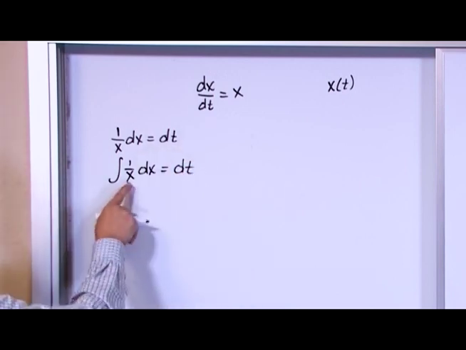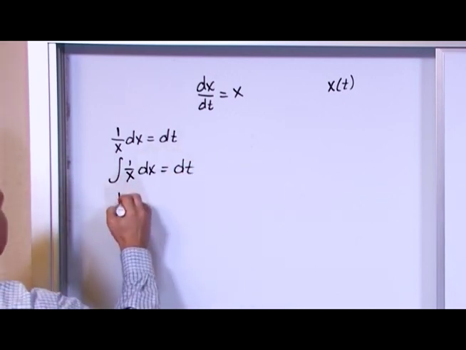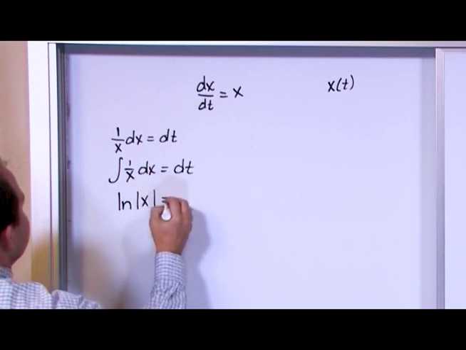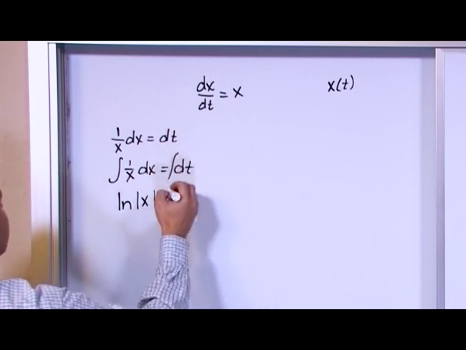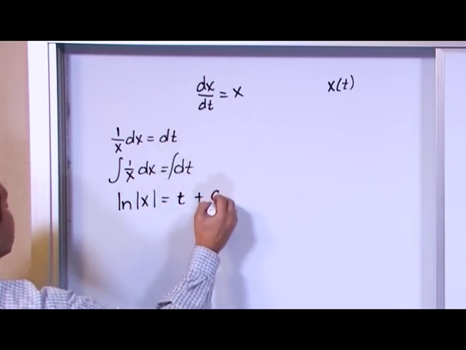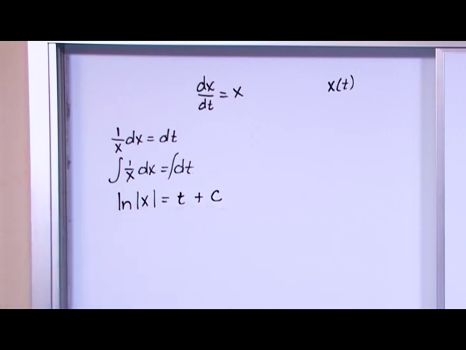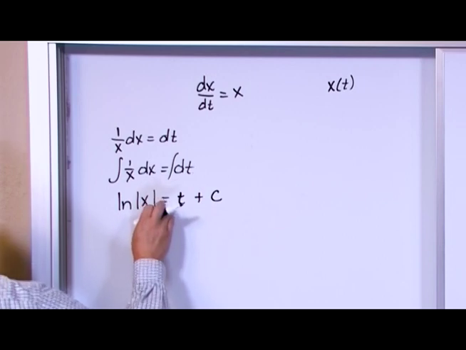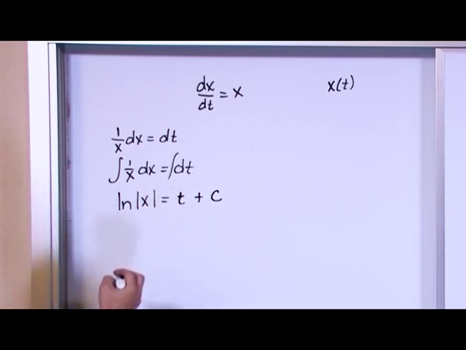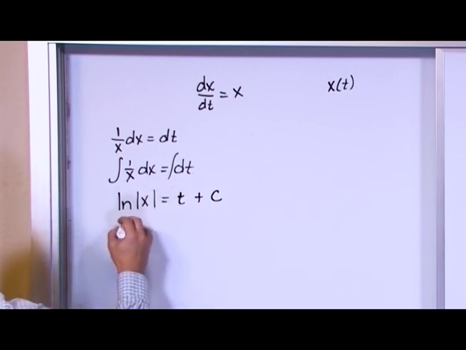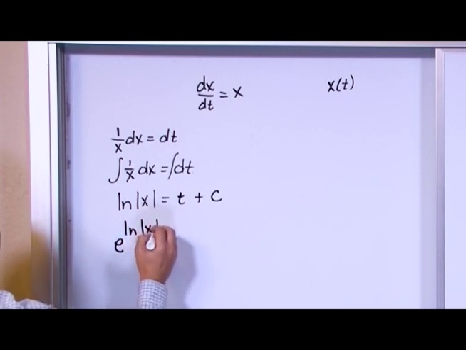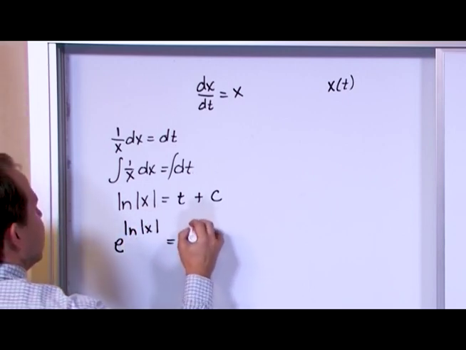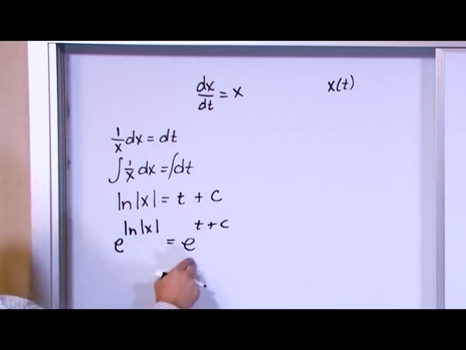And I can integrate this because the integral of 1 over x is natural log of the absolute value of x, is equal to, whoops, I got to integrate that side too, the integral of dt, which is t plus a constant. So I've integrated the right-hand side. Now, in order to get x outside from being wrapped up in this logarithm, I need to raise both sides to the power of e. So it's e to the natural log of the absolute value of x is equal to e to the t plus a constant. This is all inside the exponential here.